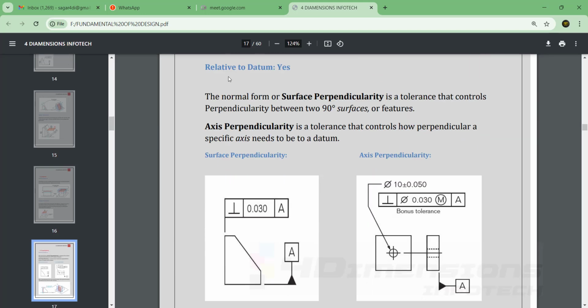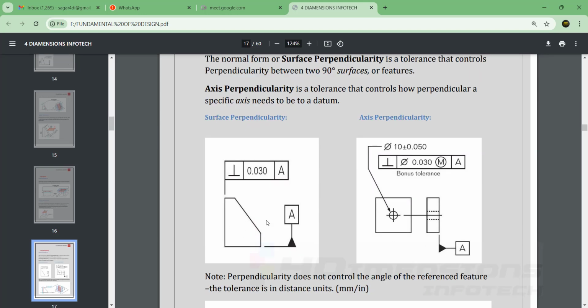Perpendicularity. Now this is also related to datum. When a reference datum or reference surface has been given, that is referred to as a datum. So the bottom surface here, that is horizontal, is a datum surface, and this side face, that is the vertical face, should come perpendicular to this datum reference. So that's why the symbol is being shown here. Now the tolerance zone is also being shown.